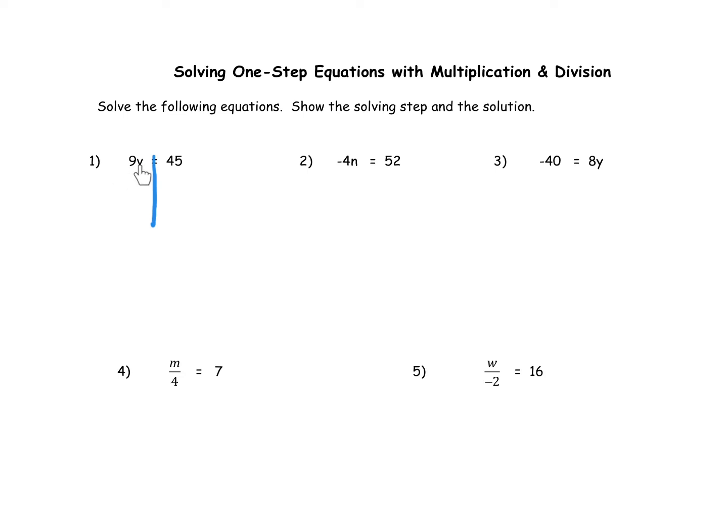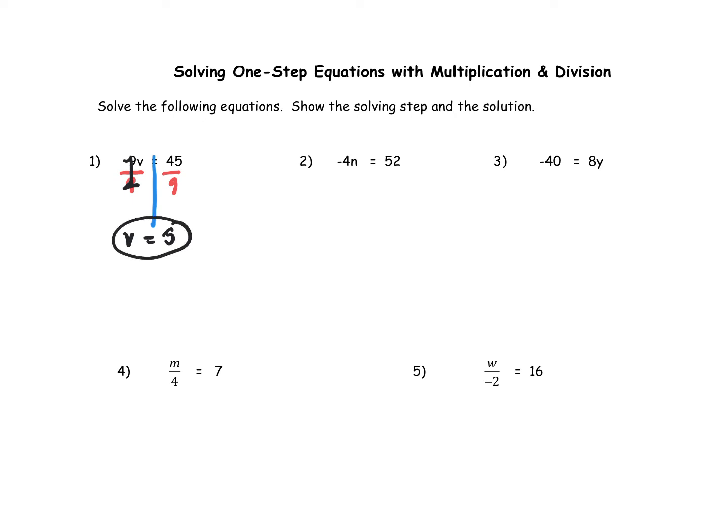So I see 9b. And remember, side by side means multiply. So we want to do the opposite operation. We want to divide by 9. So we have to do that on both sides. If you recall, a number divided by itself is 1, and 1 times v would be v. 45 divided by 9 would be 5, and that's our solution.